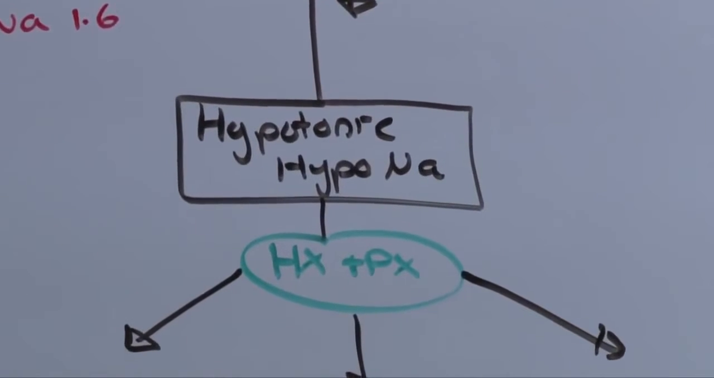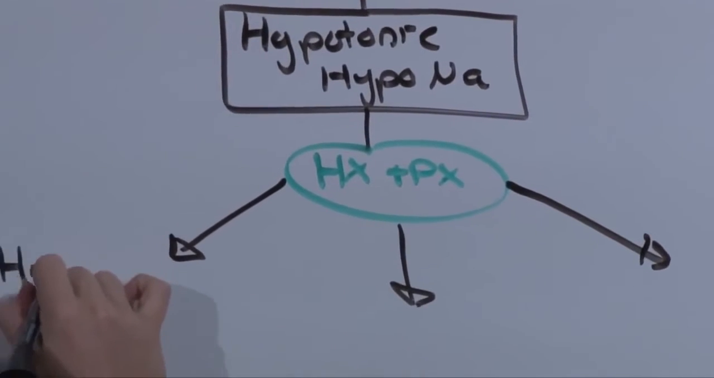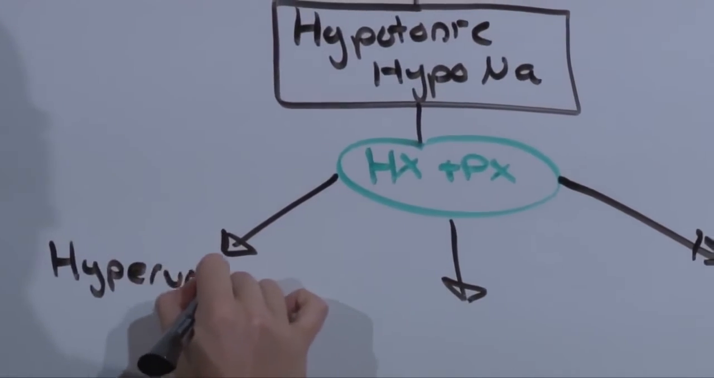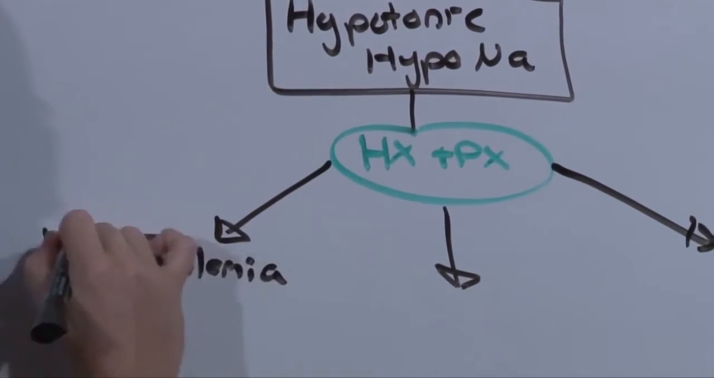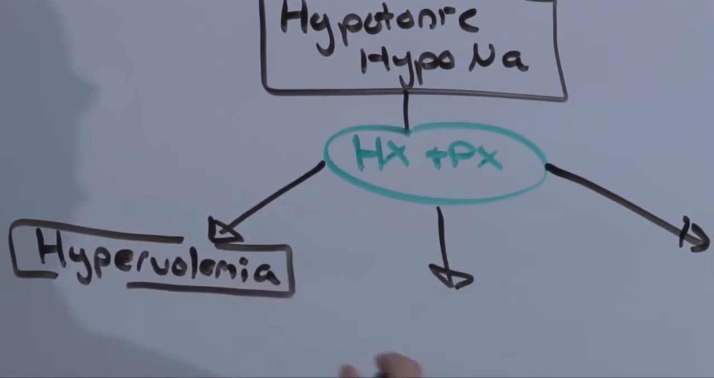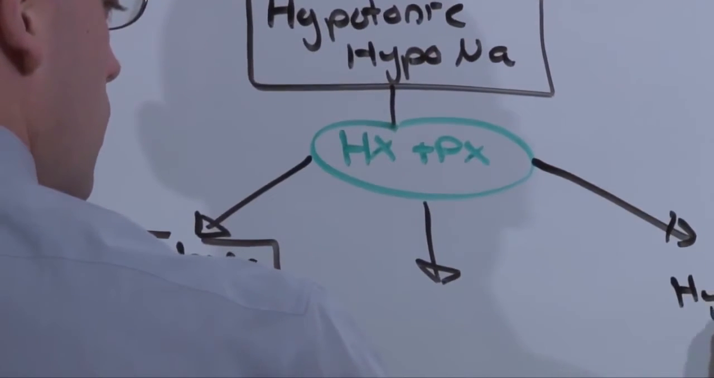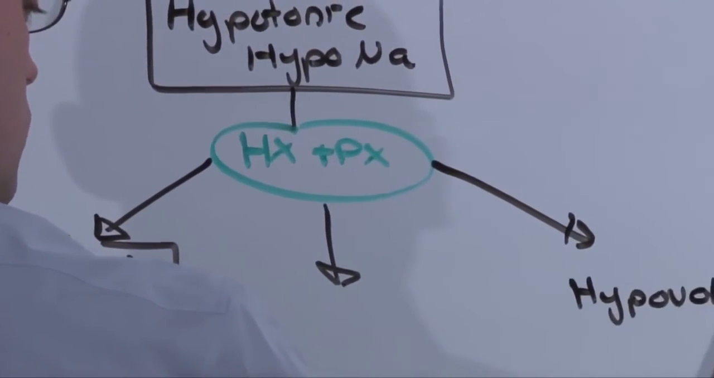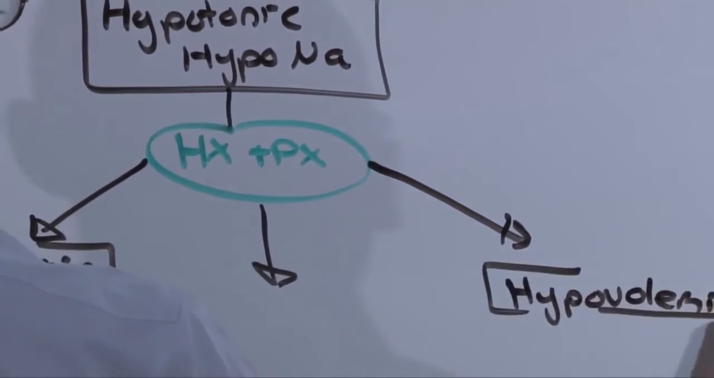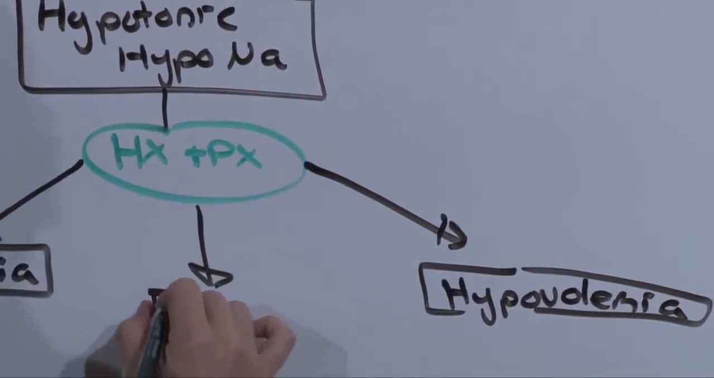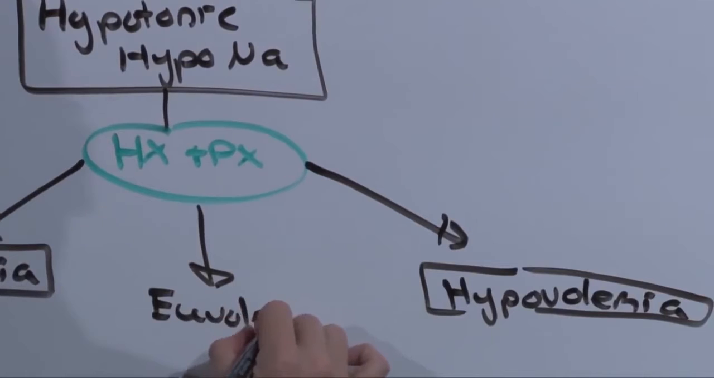There's 3 possibilities. One is hypervolemia. Too much fluid. One is hypovolemia. Too little fluid. And of course, just right, euvolemia.